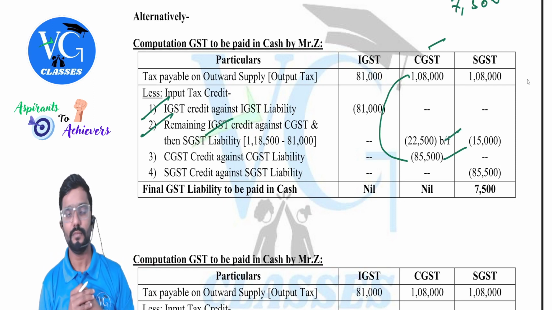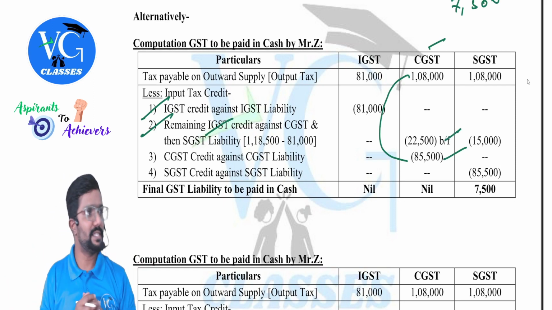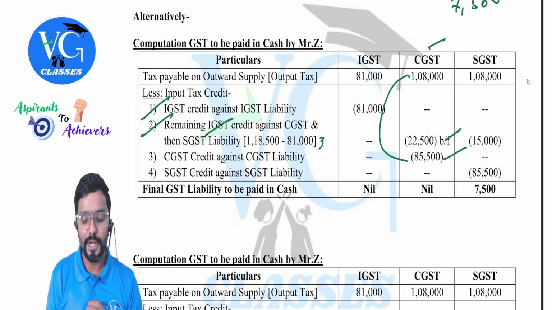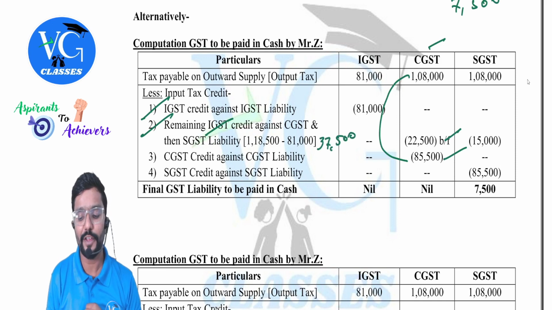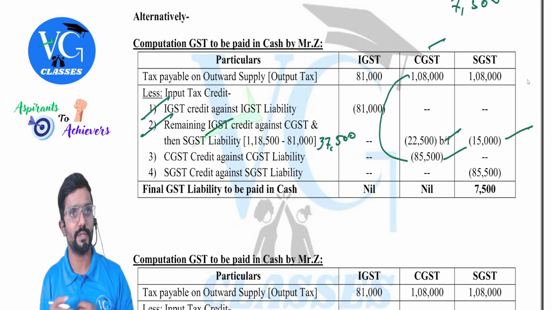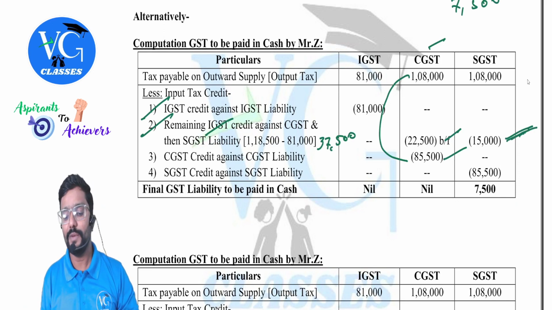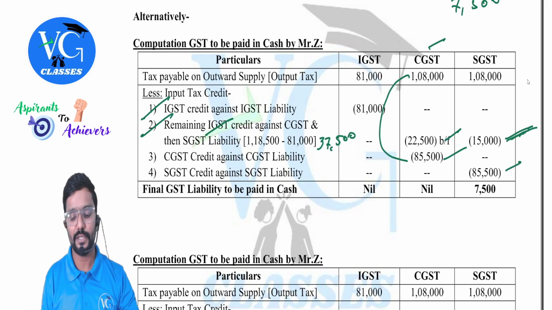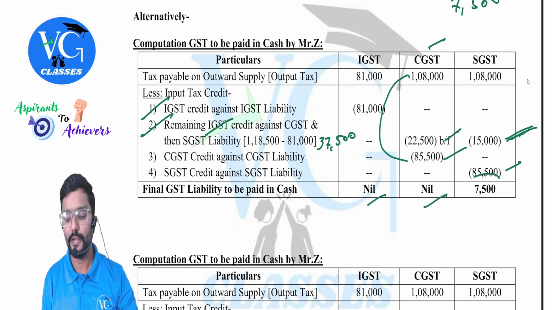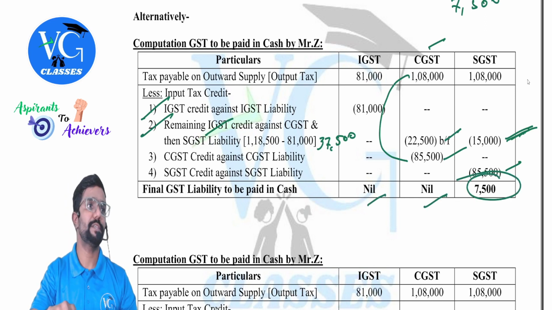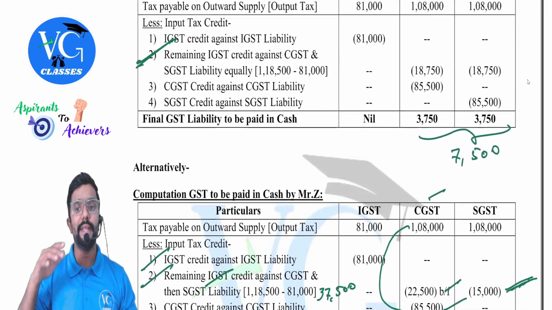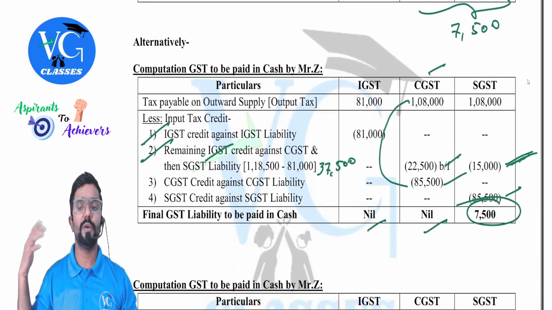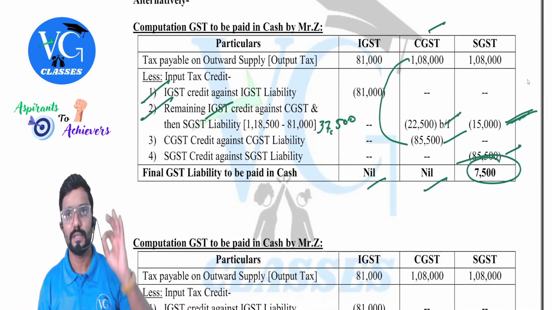Now I will go to SGST. So 37,500 minus 22,500. How much is left? 15,000. I will use it here. Then how much SGST credit do we have? 85,500. So what is the GST to be paid in cash? Nil, nil. And here fully 7,500. Here what I had equally, now I am paying it only as SGST.